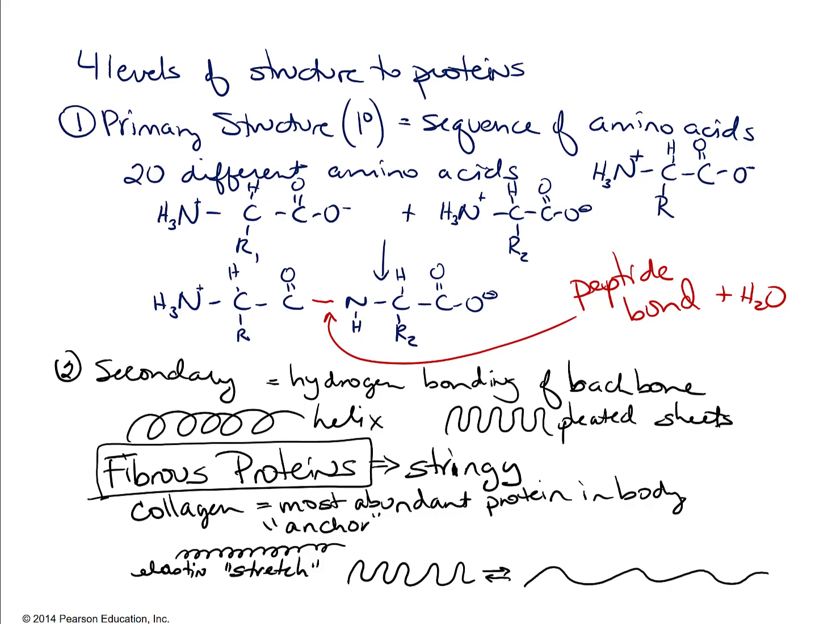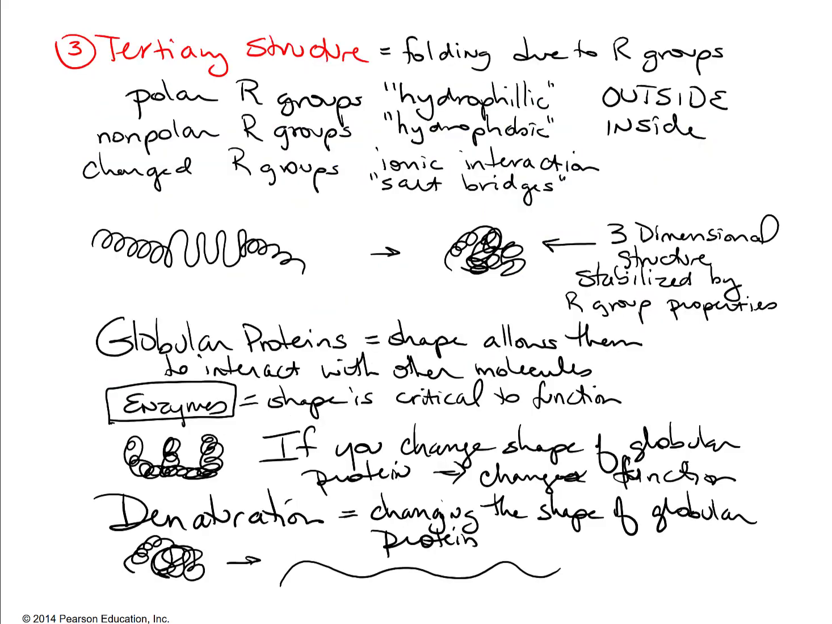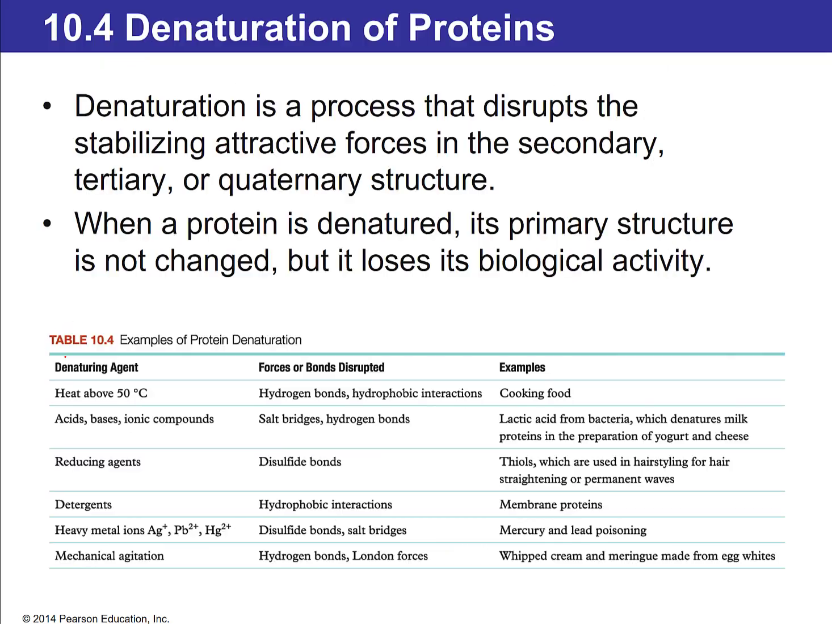Okay, so there's the 4 levels of structure. Primary is just the order. Secondary, the helix or the pleated sheets, giving you some stretchiness. Tertiary, folding. Hydrophilic likes to be on the outside. Hydrophobic is going to want to be on the inside. And if it's got charged groups, positive and negative, positive nitrogens, negative oxygens, they can make salt bridges. And that's going to give you that 3-dimensional structure. Lots of variation, lots of 3-dimensional structure, and you can end up with a globular protein, which looks like a big glob.